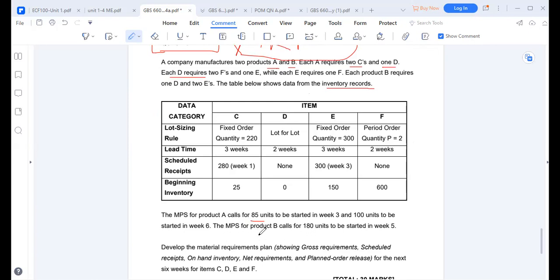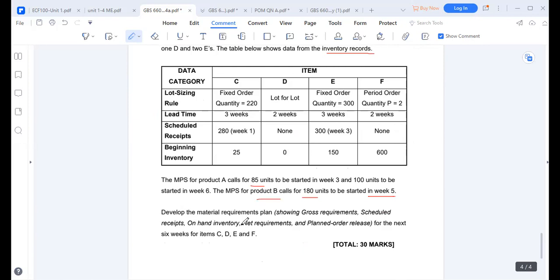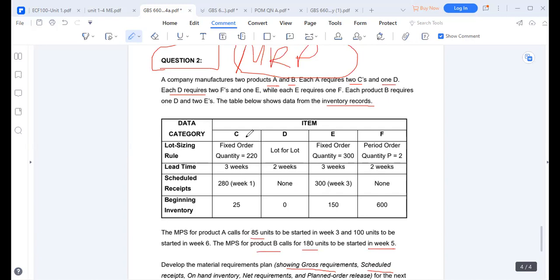The master production schedule for product B calls for 180 units to be started in week 5. Develop the MRP plan showing the gross requirements, the scheduled receipts, the on hand, the net requirement, and planned order releases for the next 6 weeks for items C, D, and F. 30 marks for this. So what is important now is to come up with the product structure tree from here.